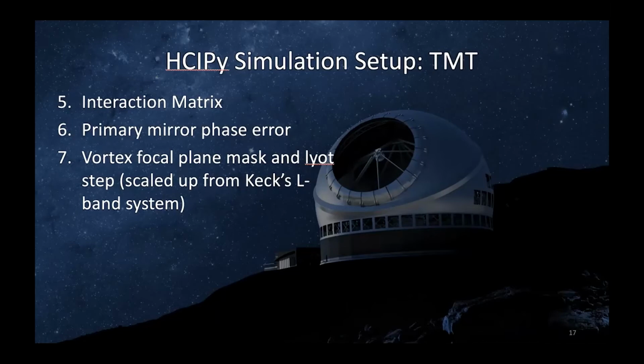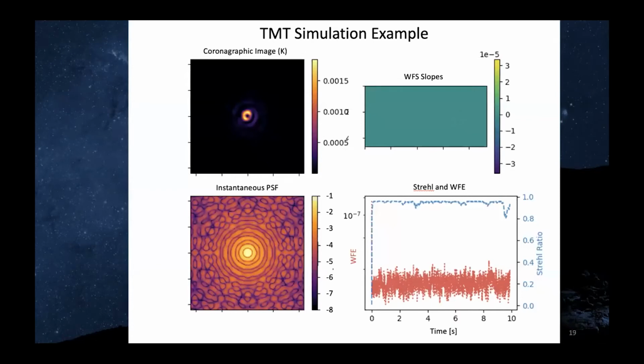So what did we find? This is a similar set of figures as I showed in the Keck figures earlier. We have our coronagraphic images. This time we did K rather than L-band coronagraphic images, our PSFs, slopes, our wavefront errors, and our Strehls. Now, as you can imagine, it's more difficult to do a long time series with the TMT since the simulation has to be so much higher resolution.